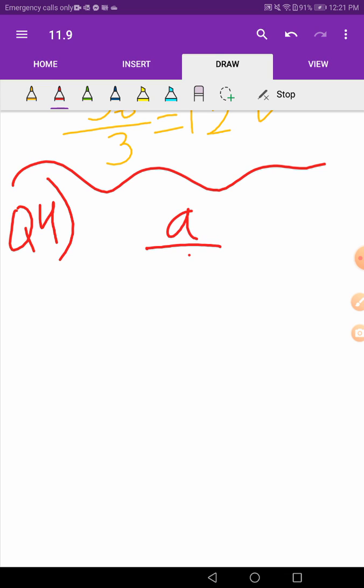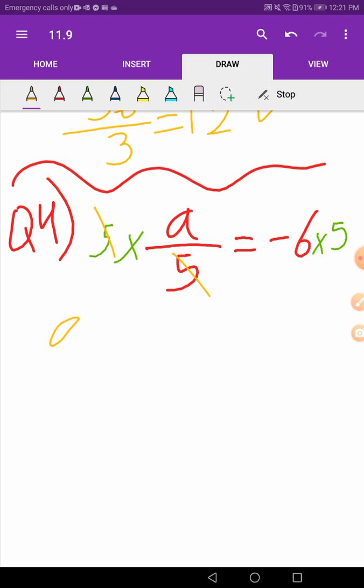A over 5 equals negative 6. So I want to cancel the 5. Since the unknown number a was divided by 5, to undo this, you need to multiply by 5. And here also, you multiply by 5 to keep the equation balanced. So 5 up and 5 down will cancel each other. What do I have left on this side? We have a isolated, which means a by itself.